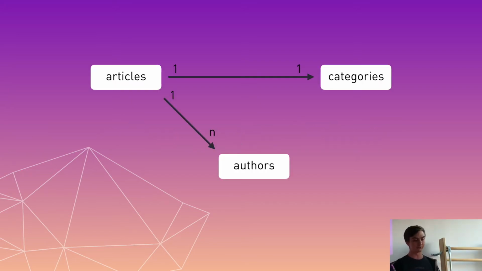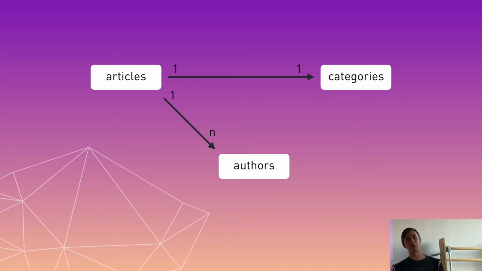First of all, schema definition. I already talked a little about this. That's a pretty basic example. We've got articles. An article always has a category, and an article has one or more authors. So that's pretty basic, and that's what your GraphQL schema would look like.